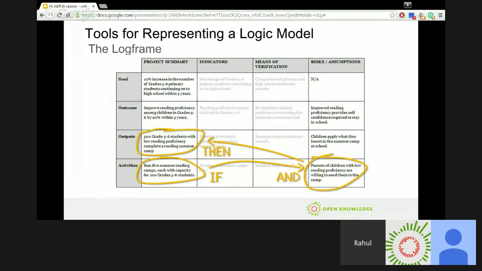So for example, at the lowest level of the log frame, we should be able to see that if certain activities are carried out, you can expect certain outputs to result. There should be the same logical relationship between outputs and objectives and between objectives and the goal.